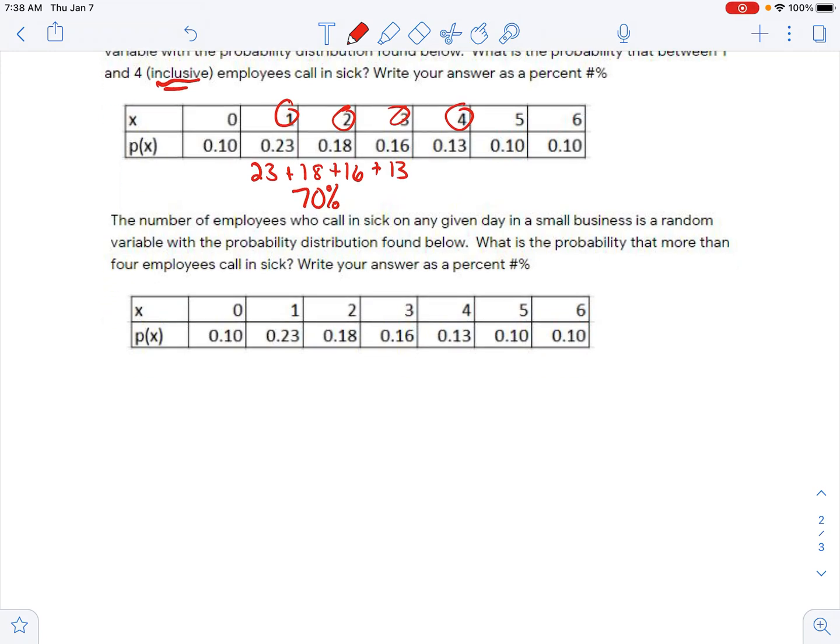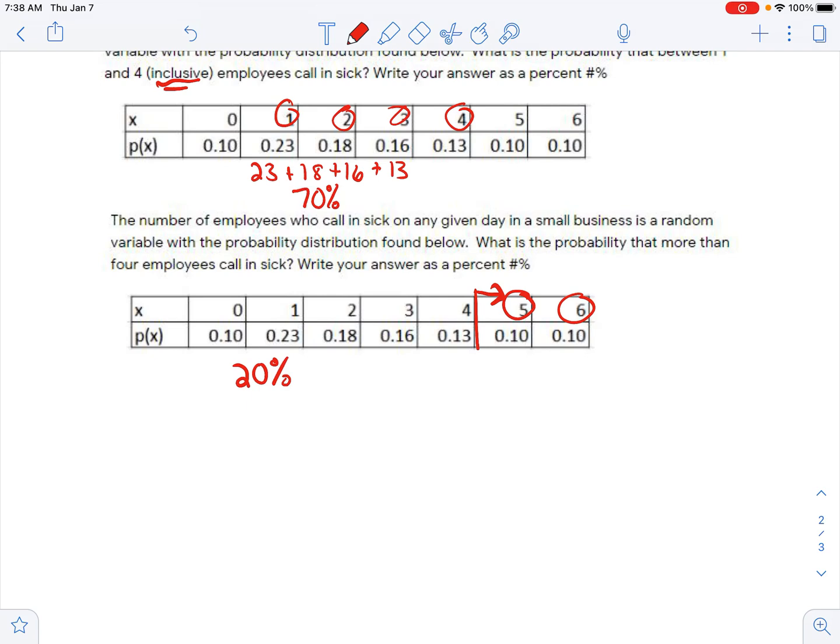Last one, the number of employees, what's the probability that more than 4 employees? So more than 4, so we're not including 4, we're going more than it. So it'd be 5. What's more than 4 is 5 and 6. So 10 plus 10 is 20%. And so that would be the answer that we go through.